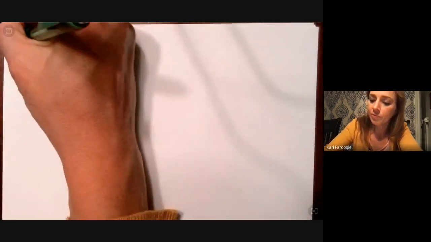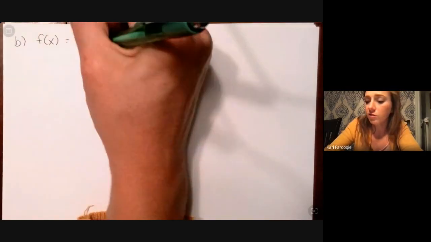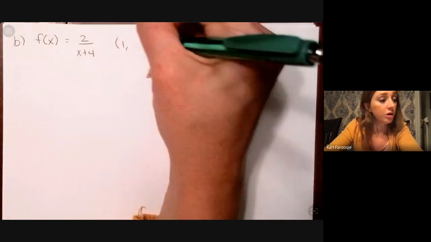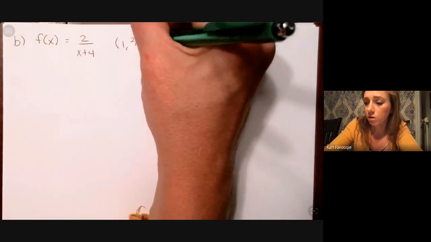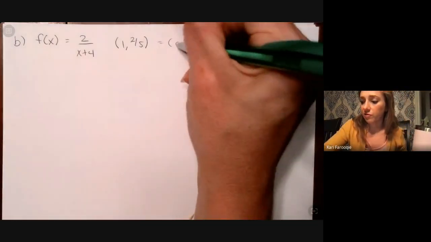Let's do a rational function. I think it'd be good for us. We get to use some of these pre-calc review techniques too, which is always a plus. So your function is f of x is 2 over x plus 4. And we're looking at this at the point 1, 2/5. And remember that this is your c, f of c.